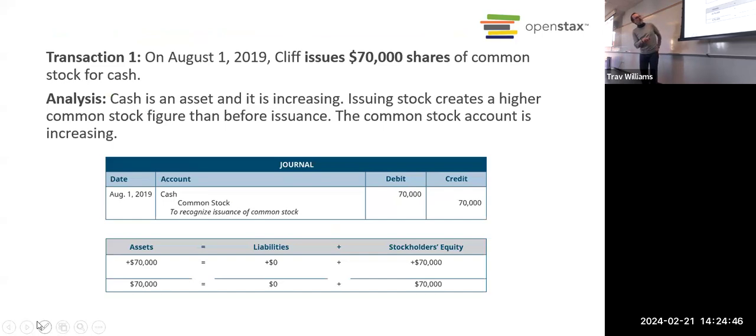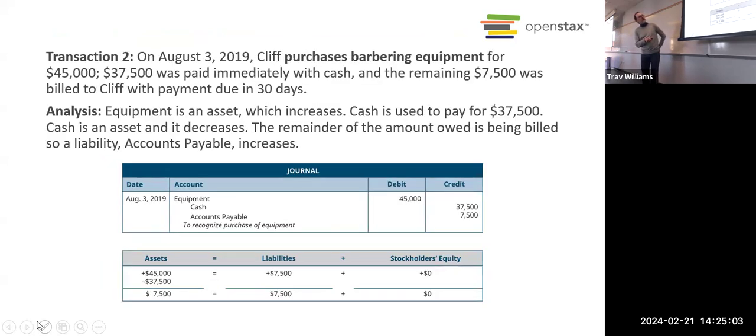So here the company starts off with an investment of $70,000. That's a debit to cash, credit to common stock. The cash increases assets and equity goes up from the stock, right? Then they buy some barbering equipment. They do that using some cash, but also accounts payable, so they haven't paid the full amount. Well, that account payable is a liability. The cash they paid out is an asset going down, but then they also got the equipment. That's an asset going up.